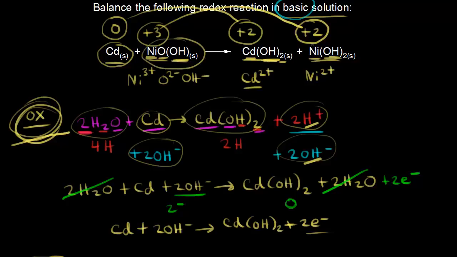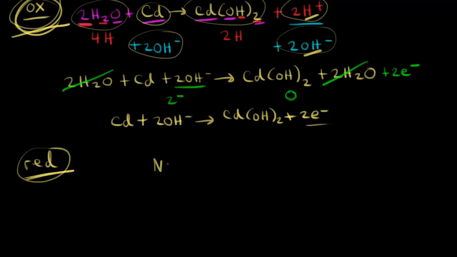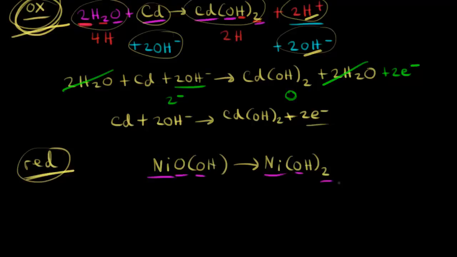So this would be our half reaction, nickel oxide hydroxide going to nickel hydroxide. So let's write this down. We have nickel oxide hydroxide going to nickel hydroxide for our reduction half reaction. We start by balancing our atoms. 1 nickel on the left, 1 nickel on the right. Then oxygen, 2 oxygens on the left and 2 oxygens on the right.